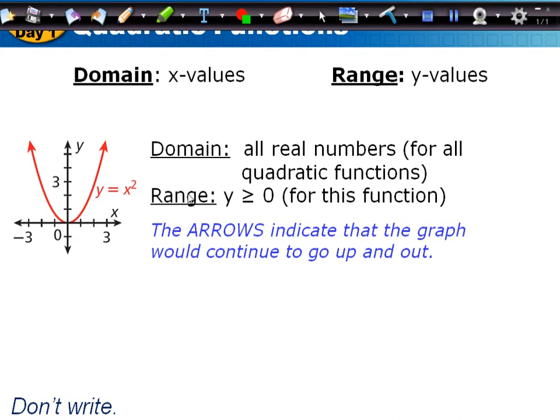Now the range is a little bit of a different story. For this function, it's y is greater than or equal to 0. Because if I look down here, no part of that U shape is coming down here. So it's everything from right here at the 0 and up. So it's greater than or equal to 0.